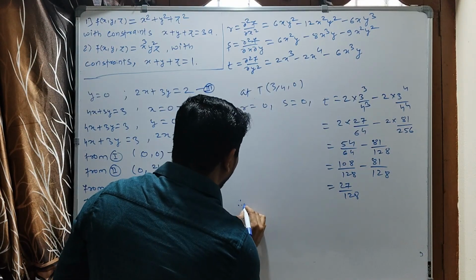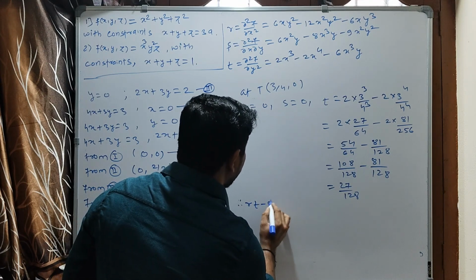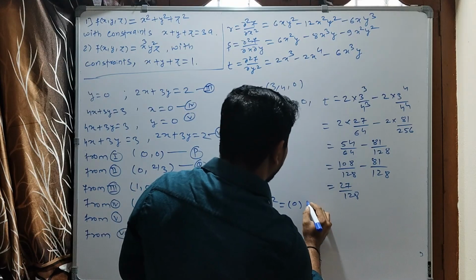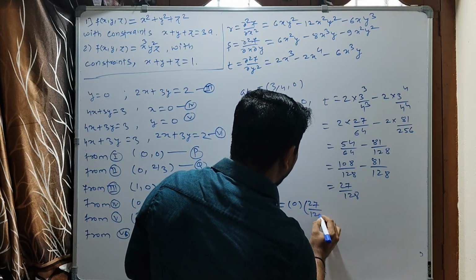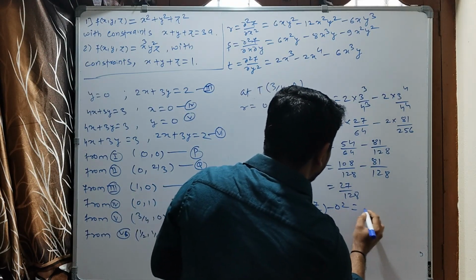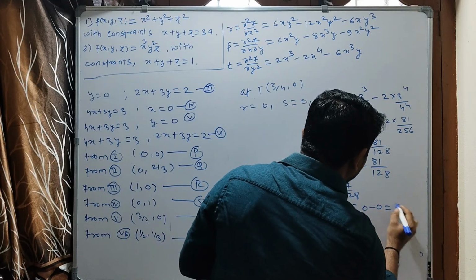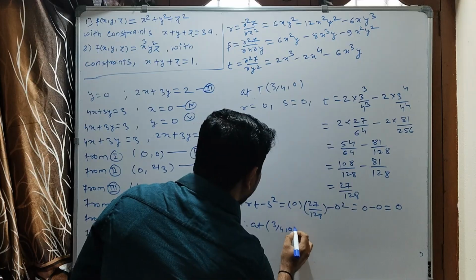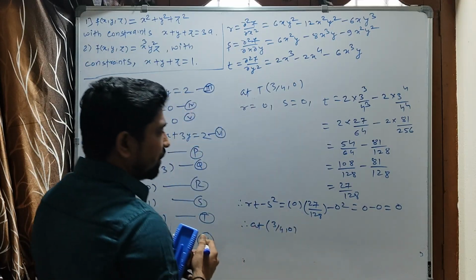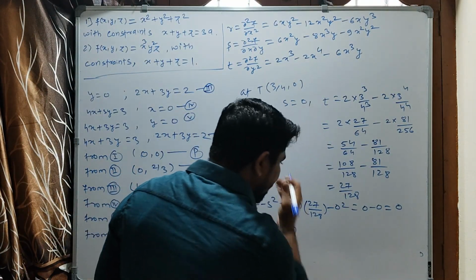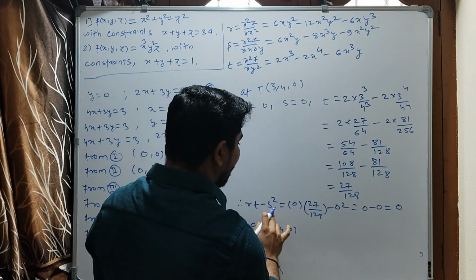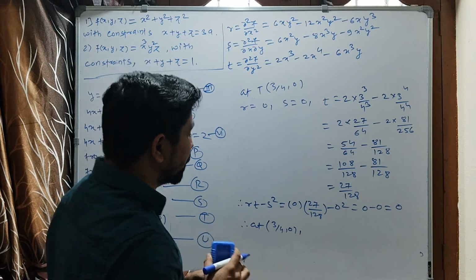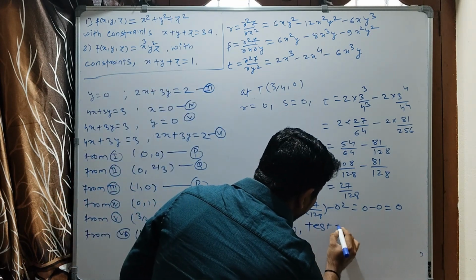Therefore rt minus s square equal to, so here r is 0 and t is 27 by 128, minus 0 square, which is equal to 0 minus 0, which is equal to 0. Therefore at (3/4, 0) also, the function test failed. The function neither has minimum, rt minus s square equal to 0, that part, so test failed. So this is test failed.